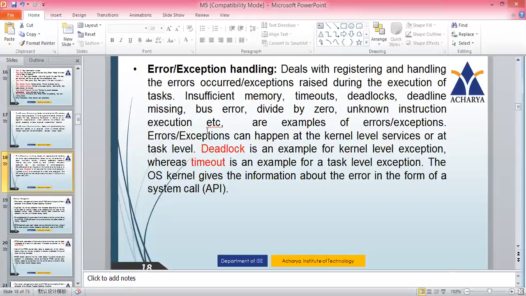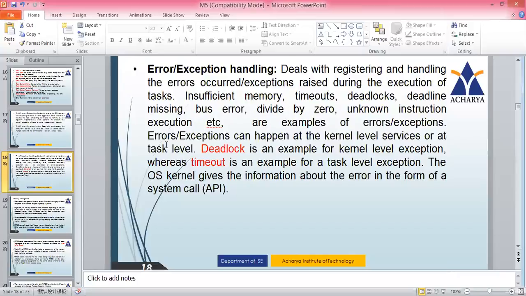Unknown instruction execution means you're typing a wrong instruction, so it cannot be detected by the system. That type of situation will lead to an unknown instruction exception. So all these are different examples of exceptions and they have to be handled.